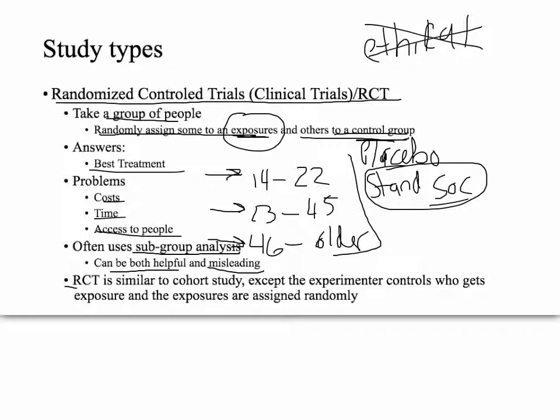You can think of a randomized controlled trial as a type of cohort study. The difference is the experimenter controls who gets the exposure, and who is assigned to the exposure is done randomly. So scratch this out. The experimenter doesn't really control who gets exposed to something. He controls who's admitted to the study, and then once people are admitted to the study, they randomly are assigned to an exposure or to a control group. And so that makes it different than a pure cohort study, in which nature decides who gets the exposure, and sometimes the individual decides who gets the exposure.